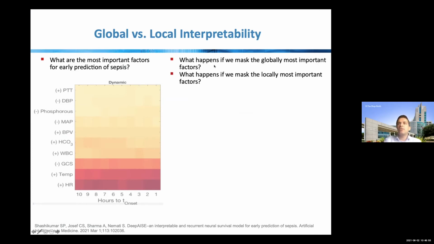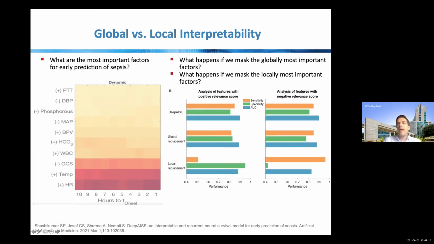So we asked the question, what if we mask the globally most important factors? What happens to the performance of the algorithm? We just set them equal to missing. Next, we asked the question, what happens if you mask the locally most important factors? And here are basically the results, the performance of the algorithm in terms of sensitivity, specificity, and AUC. Once we masked all the globally important factors, we noticed that really very little changed in the performance of the model.